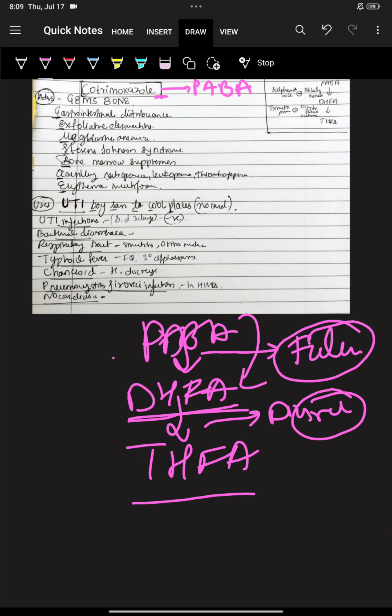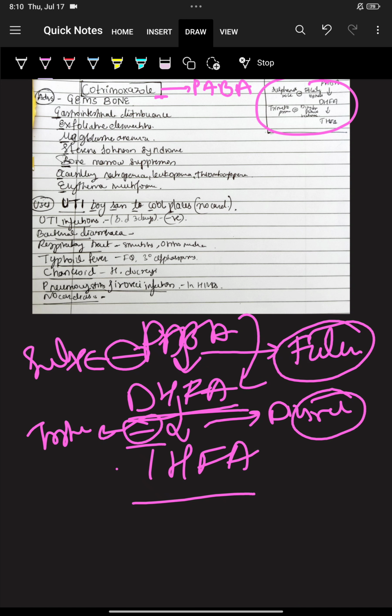Okay. The first step is blocked by sulfamethoxazole, and the second step is blocked by trimethoprim. This is all about its mechanism of action. I have written it here, you can just take a screenshot for your notes. Then what you can write more about it is that there is sequential blockade, so it will give a super additive effect.